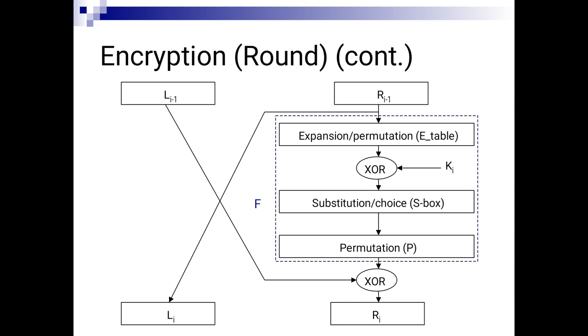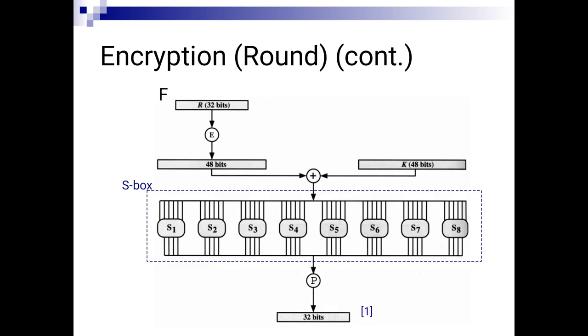Here E is the expansion function, which takes a block of 32 bits as input and produces a block of 48 bits as output. 16 bits appear twice in the expansion. And this is about the S box. S boxes are the only non-linear elements in the DES design.